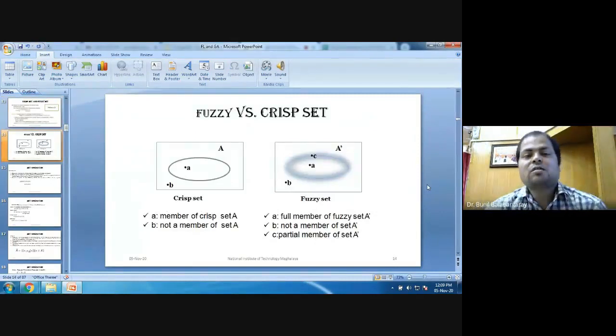A crisp set, as I have already told, is either a member or not a member. But in case of a fuzzy set, if it is fully a member, then the degree of membership will be 1. Not a member, the degree of membership will be 0. And partial member, right? If it is coming within the boundary, in case of a Venn diagram, you can understand that it is coming within the boundary. So in that case, it is a partial member.